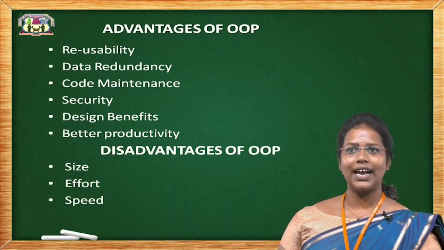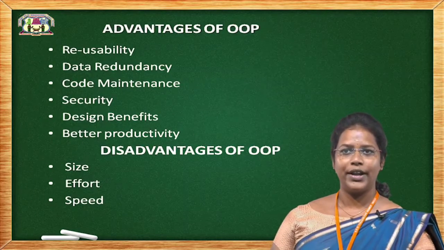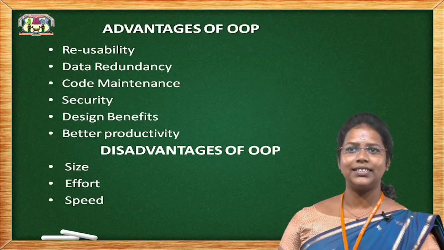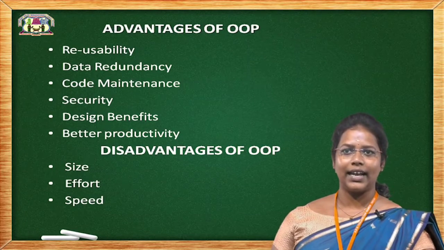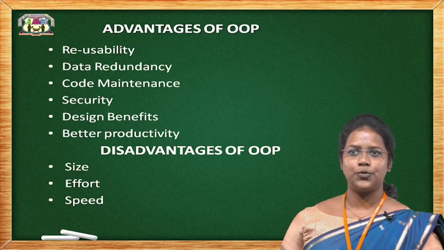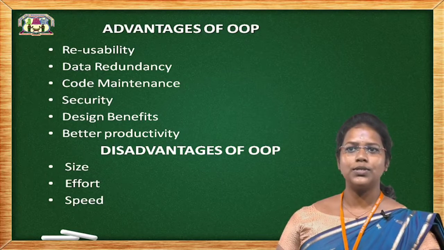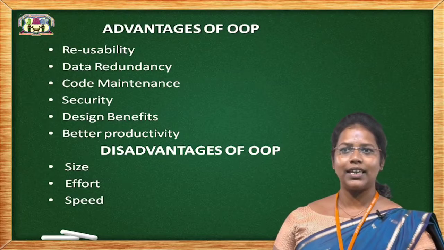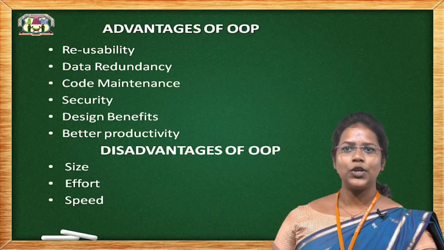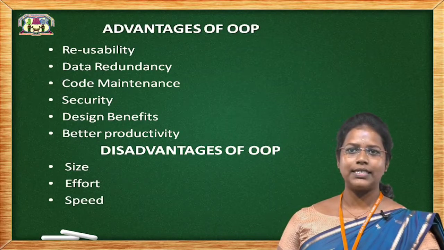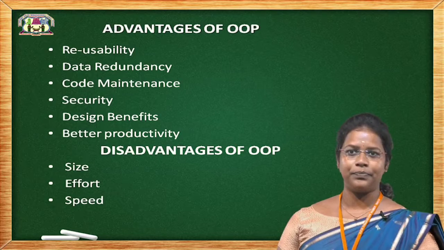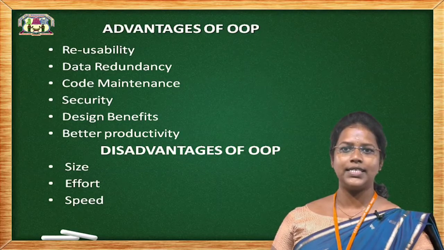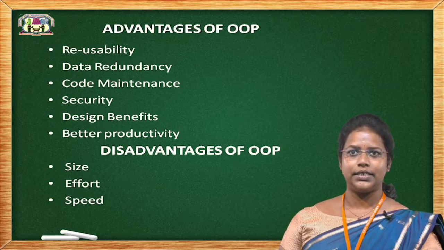Let's see what the advantages of OOPS are. Reusability. It means reusing some facility rather than building it again and again. Data redundancy, which means if a user wants similar functionality in multiple classes, he or she can go ahead by writing common class definitions for similar functionality and inherit them. Code maintenance, security, design benefits, and better productivity.